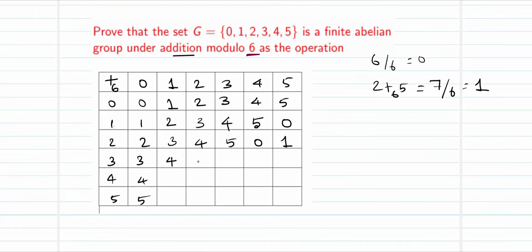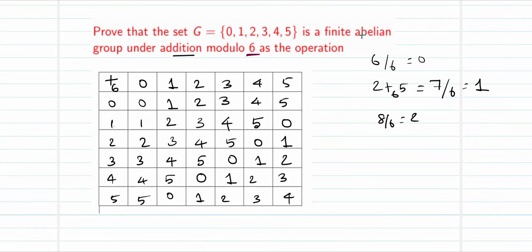3 plus 1 is 4. 3 plus 2 is 5. 3 plus 3 is 6, so that becomes 0. 3 plus 4 is 7, so that becomes 1. And 3 plus 5 is going to be 8. 8 divided by 6 leaves you a remainder 2. So that makes it 2. 4 plus 1 is 5, 4 plus 2 is going to be 6, so that becomes 0, then 1, 2, 3. 5 plus 1 is going to be 6, so 0, 1, 2, 3, 4. So now my Cayley table is ready.